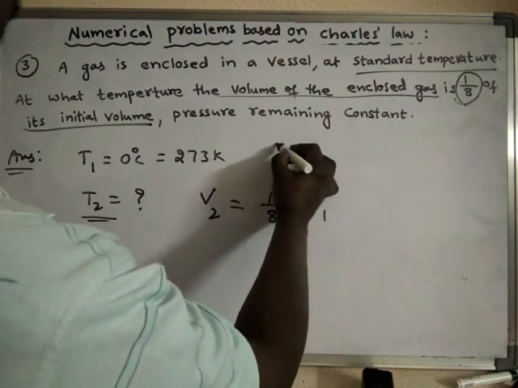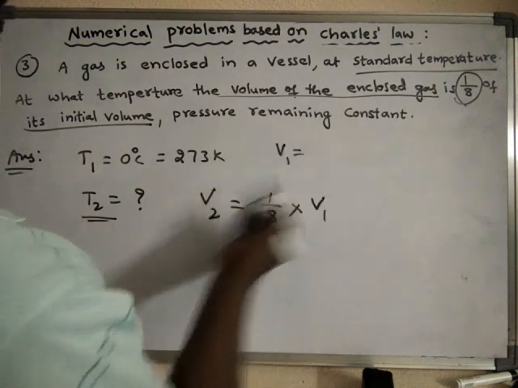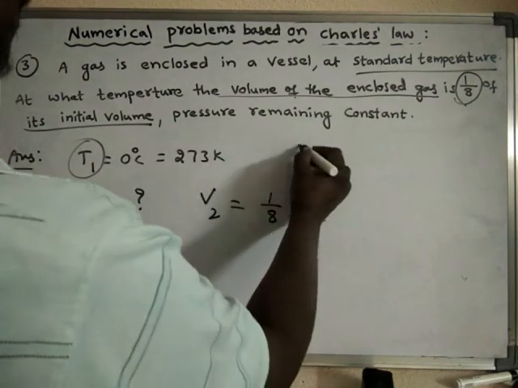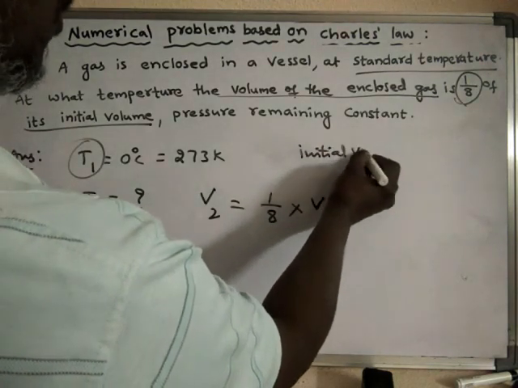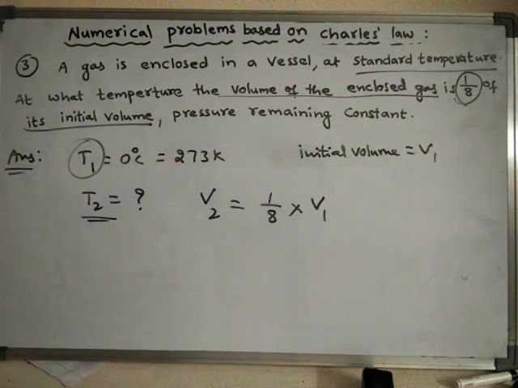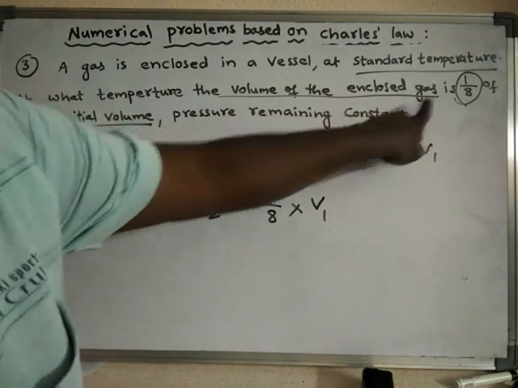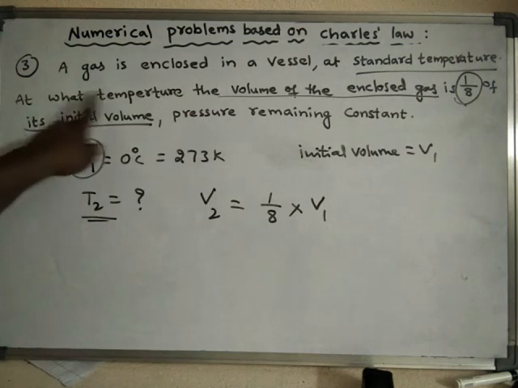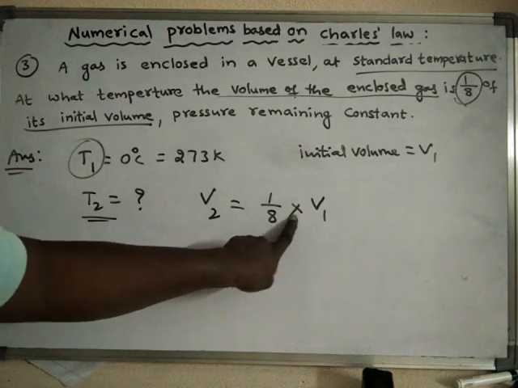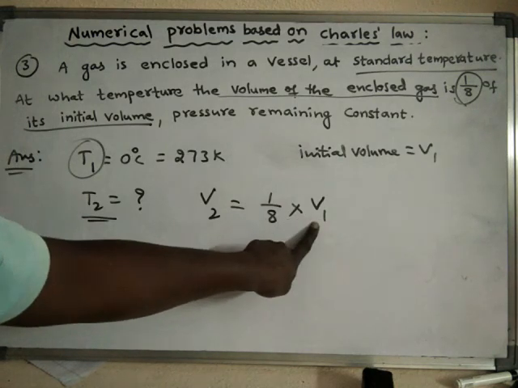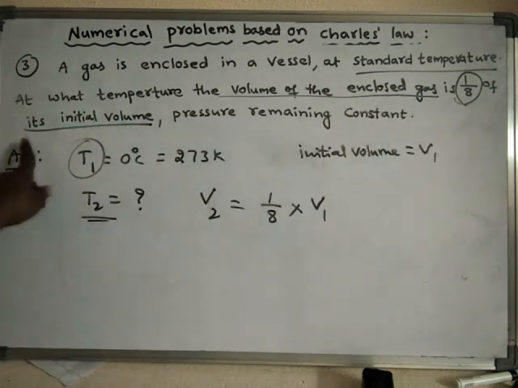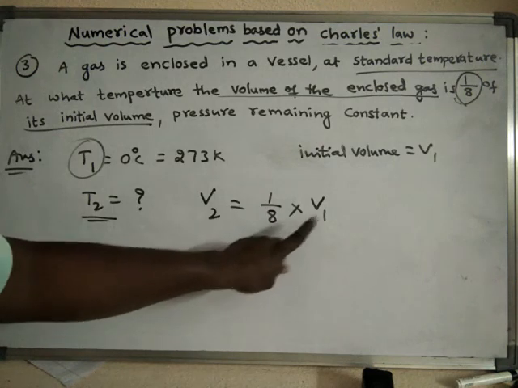Now if V1 is said to be the initial volume, then the initial temperature is T1. Let us assume the initial volume as V1. Then at this temperature, the final volume will be 1/8 of its initial volume. That means 1/8 into V1.